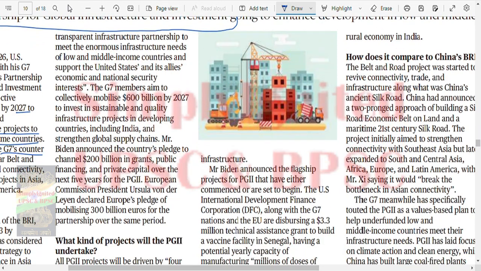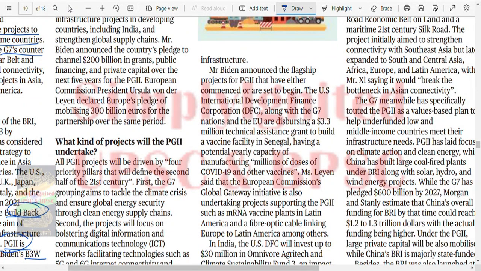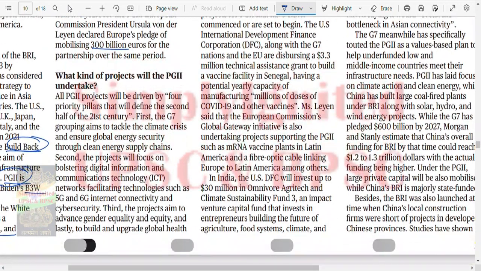G7 aims to collectively mobilize 600 billion by 2027 to invest in sustainable and quality infrastructure projects in developing countries including India and strengthen global supply chains. Mr. Biden announced the country's pledge to channelize 200 billion in grants, public financing and private capital over the next 5 years for PGII. European Commission President Ursula von der Leyen declared Europe's pledge of 300 billion euros for the same period. What kind of projects will PGII undertake?